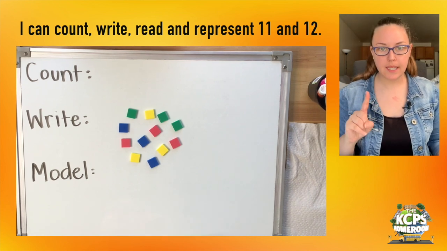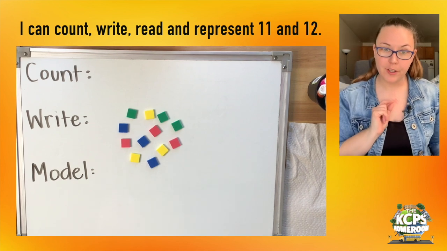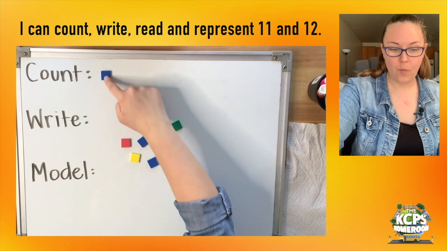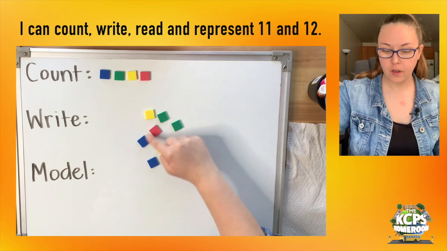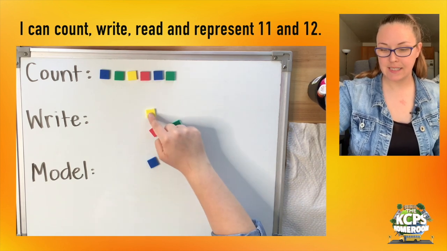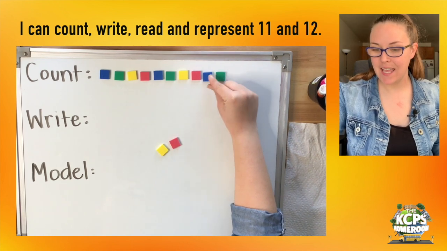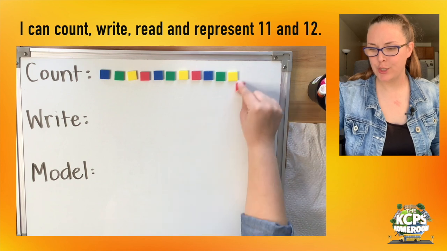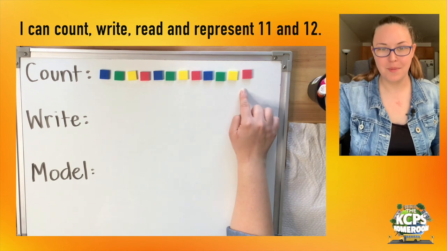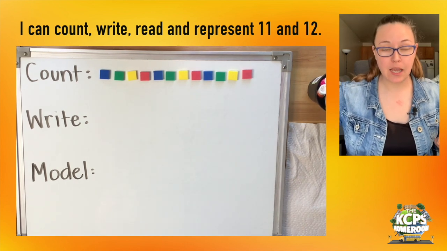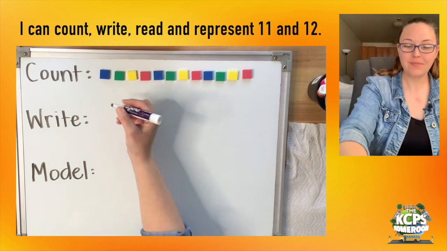So the first thing we're going to do is count. I'm going to use my finger to move the squares, and you are going to count with me. Are you ready? Let's get started. 1, 2, 3, 4, 5, 6, 7, 8, 9, 10, 11, 12. Great job! There are 12 squares on my board. Now we're gonna practice counting them again, and I'm going to write the numerals as we do. Are you ready? Count with me.